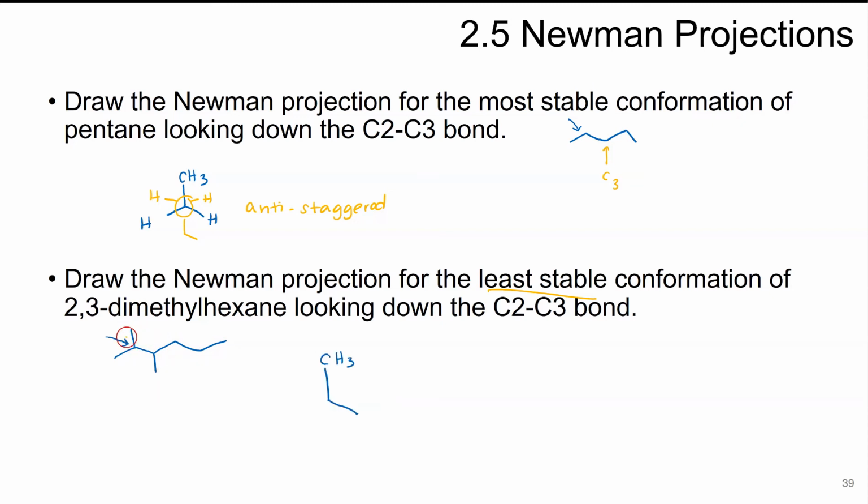On the front carbon, I have 2 CH3s, and this is a hydrogen. Looking at the back carbon, there's a CH3 directly behind. Then I have a CH2, CH2, CH3, and a hydrogen. So this is the eclipsed.